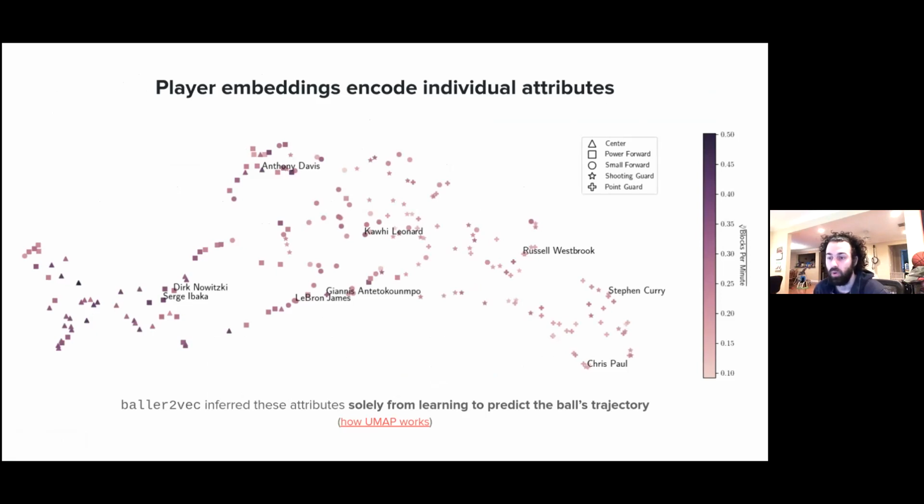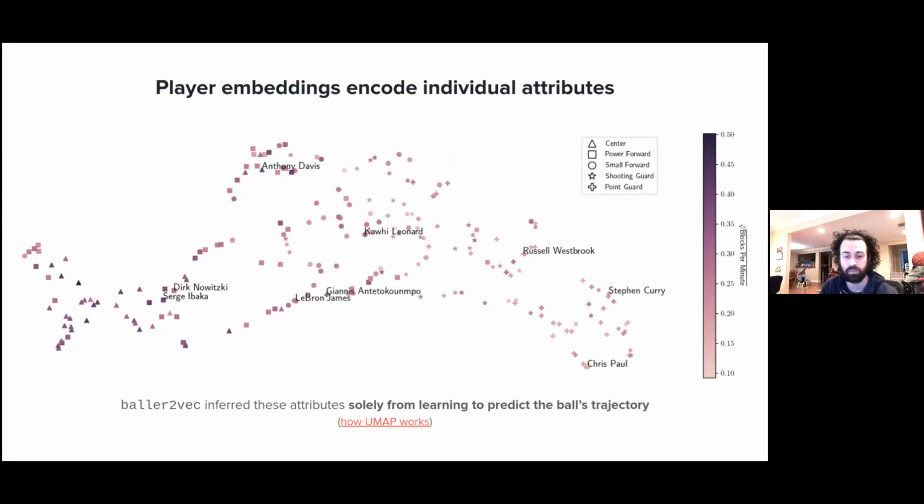Interestingly, if we take a closer look at the player embeddings, we can see that these player embeddings encode individual attributes. What you see here is a 2D UMAP of the learned player embeddings. A UMAP can kind of be thought of as a nonlinear PCA. And what you see here is that the player embeddings cluster both according to their position and skill, where the points are shaded according to their block rate, a statistic from the 2015 to 2016 season. So you can already clearly see that these player embeddings are capturing some intuitive structure about the players' skills and physical attributes.